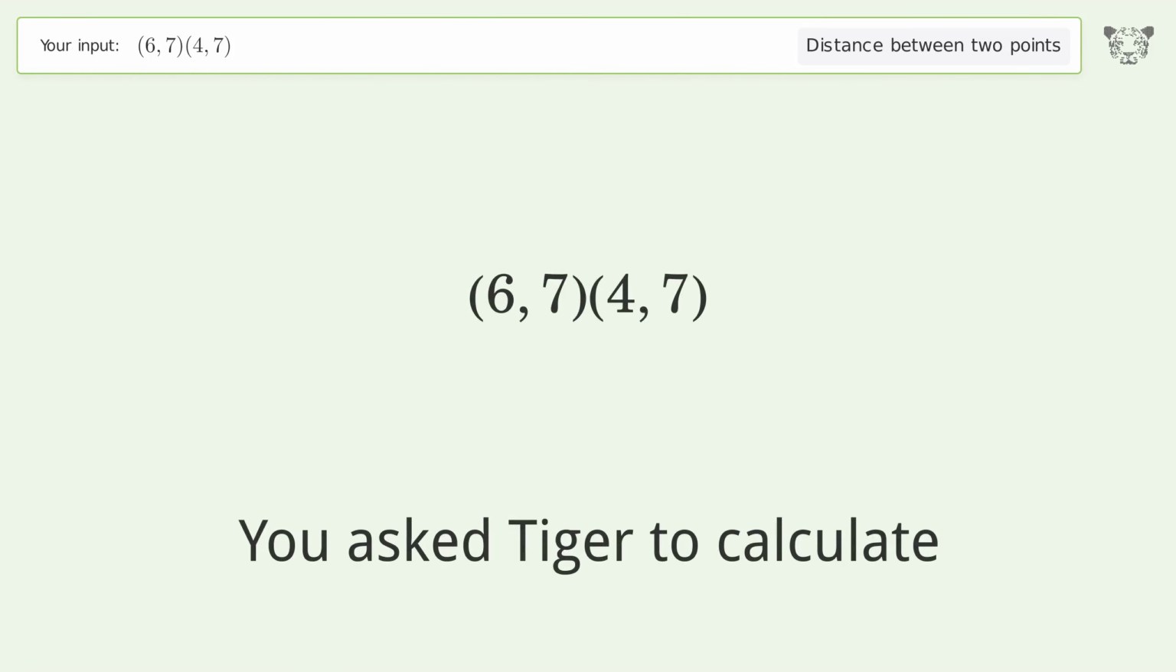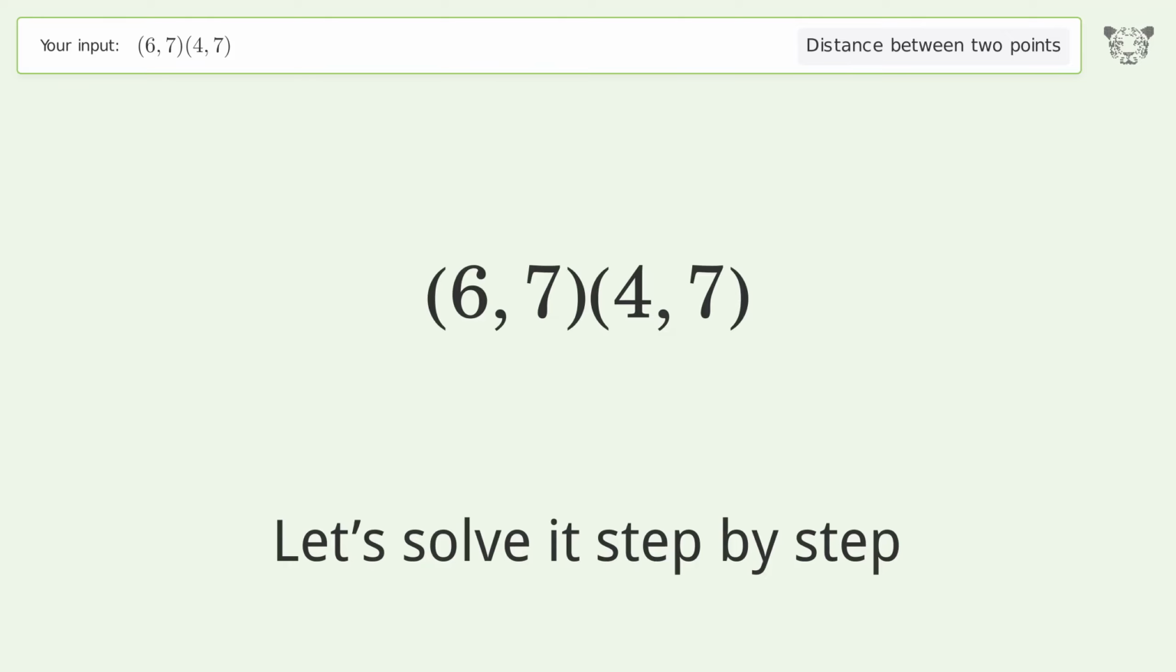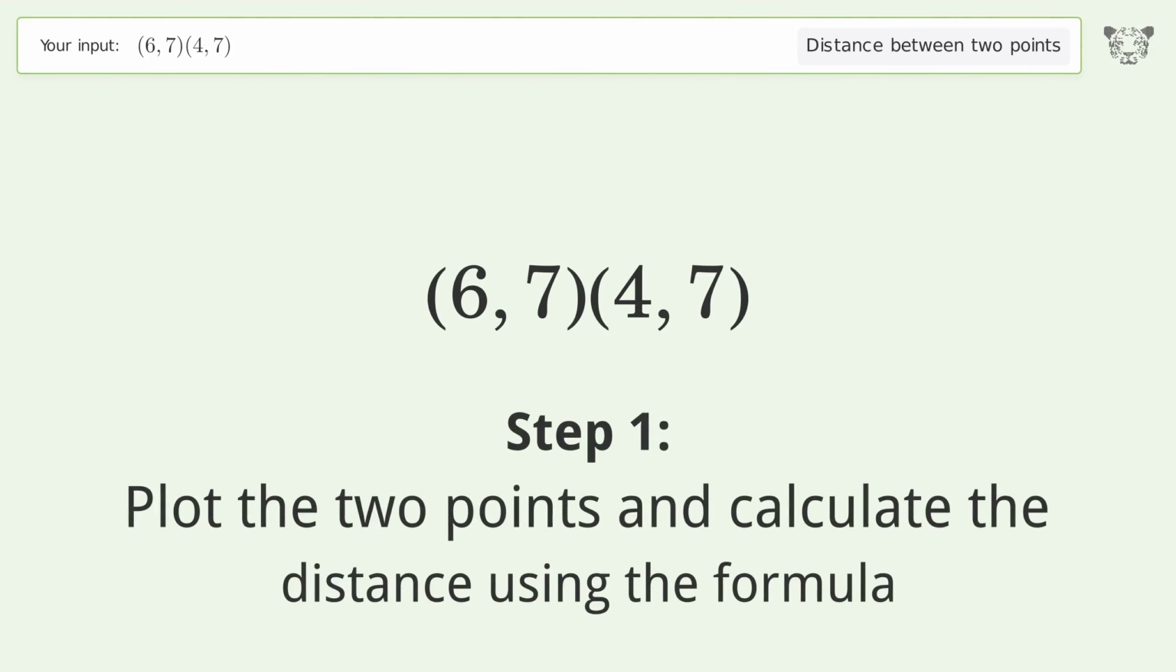You ask Tiger to calculate. This deals with the distance between 2 points. The distance between the 2 points is the square root of 4, or 2. Let's solve it step by step. Plot the 2 points and calculate the distance using the formula.